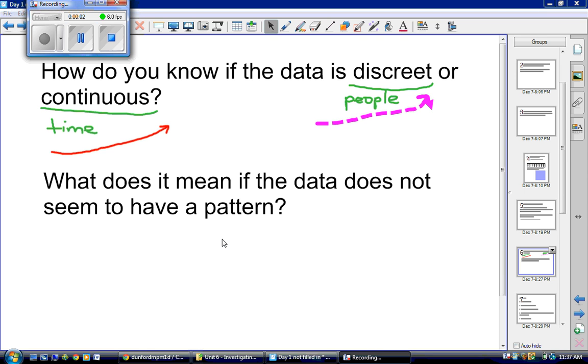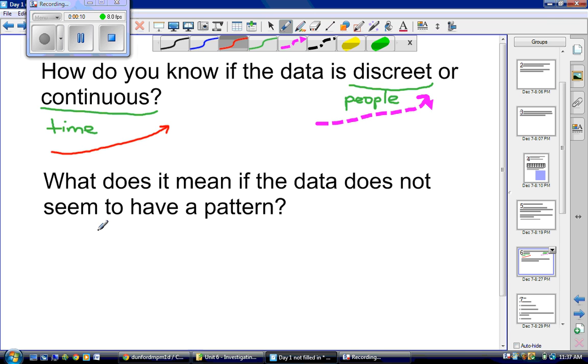Okay, we're here for part 3. So what does it mean if the data does not seem to be in a pattern? Basically, it means there's no relationship. So under your note, just say no relationship.